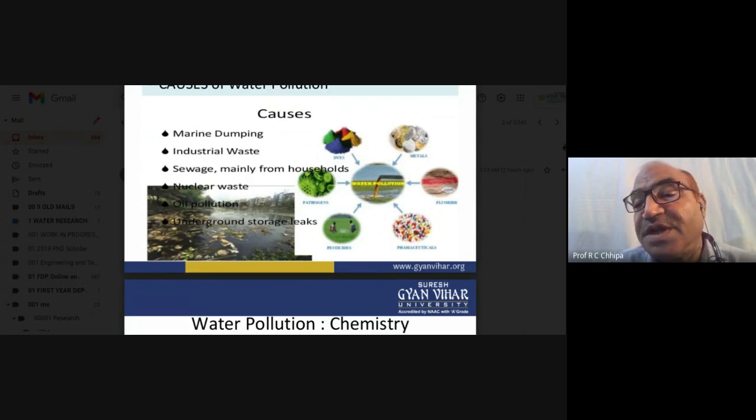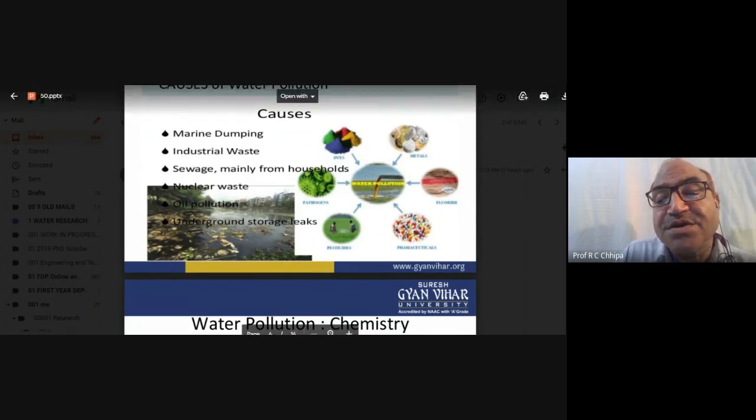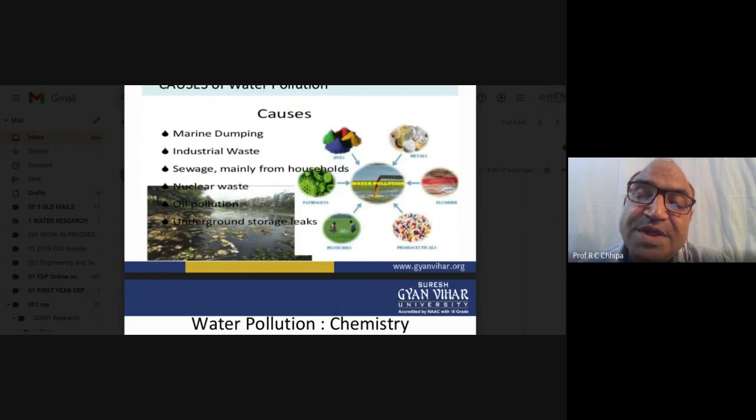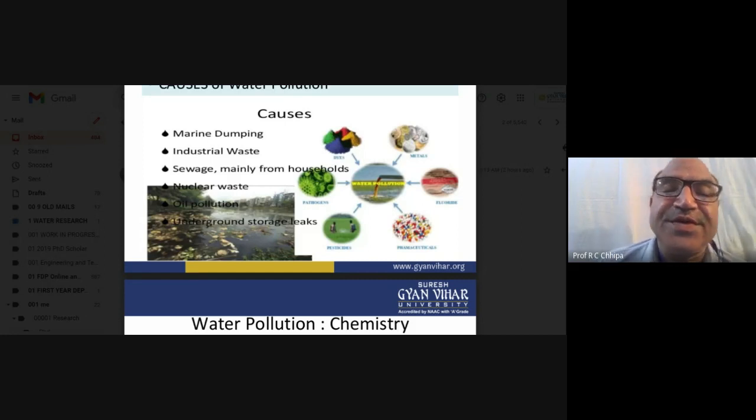And the last one is the underground storage leak. This one is also important. When we have different wells, tube wells, specific tube wells, here we can say storage leak is there.